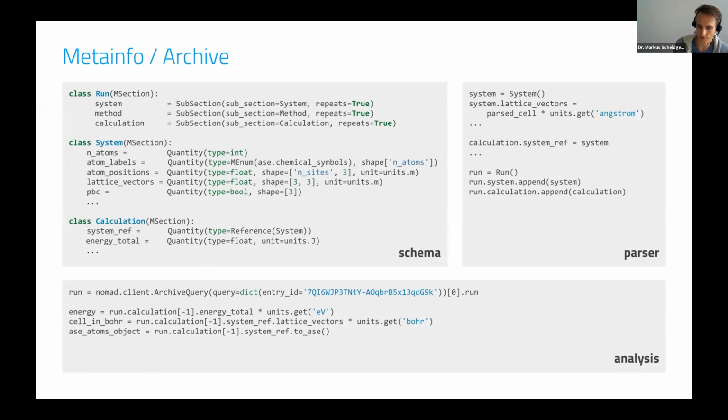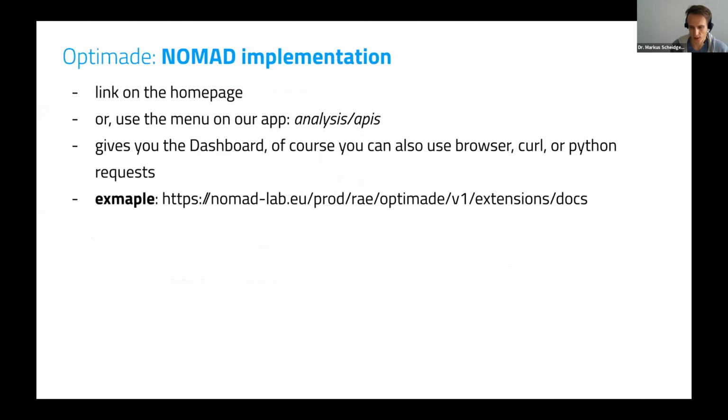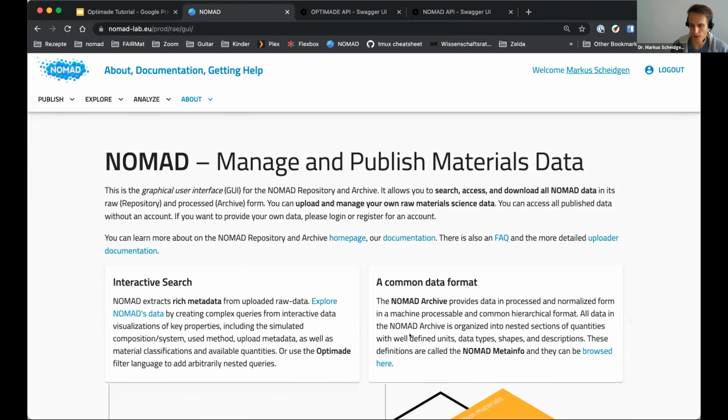Okay, I think that is enough for theory. I will skip these and jump into demonstration mode. First, I want to show you a little bit what our graphical user interface looks like, and then we look into API work and how to use Optimade with Nomad.